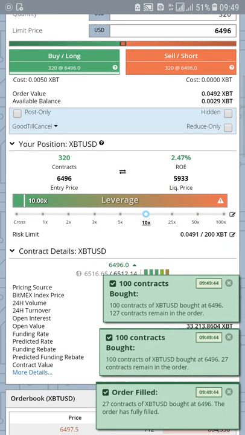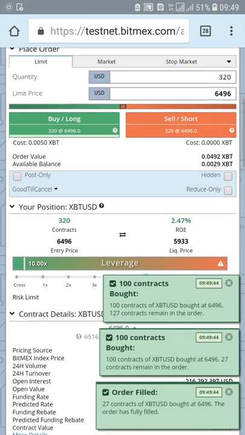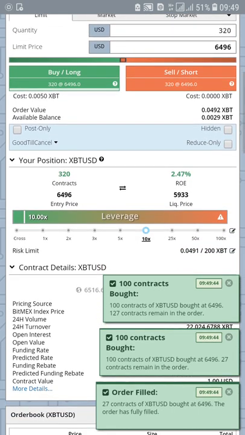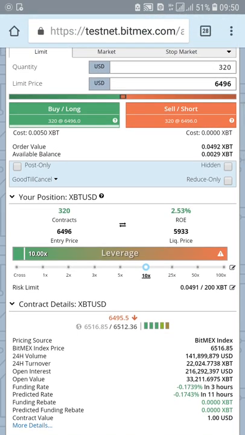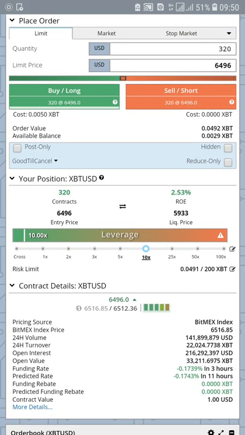Now my order has been filled. I have 320 contracts that I bought at $6,496, on 10x leverage, and my estimated liquidation price is 5,933. My return on investment, my return on equity so far is 2.53%. Now this 2.53% is showing me based on the mark price, not based on the last price.